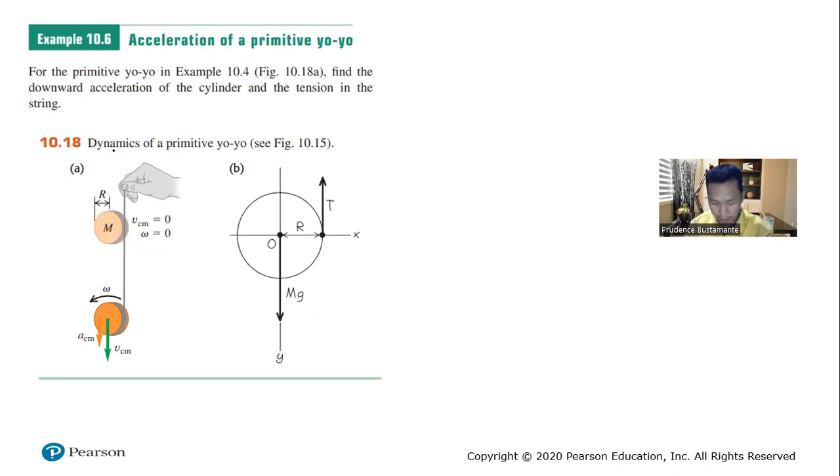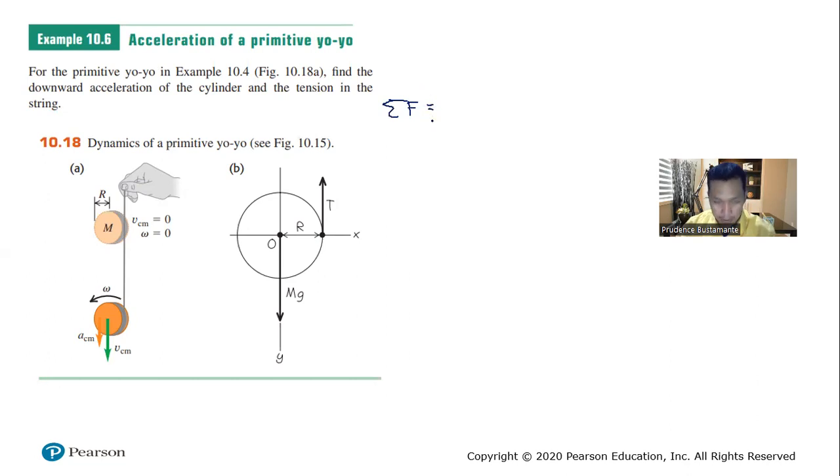So this is the combined translation and rotation dynamics. We have a primitive yo-yo in example figure 10.18a. Find the downward acceleration of the cylinder and the tension in the string. Okay, let's consider first Newton's second law.